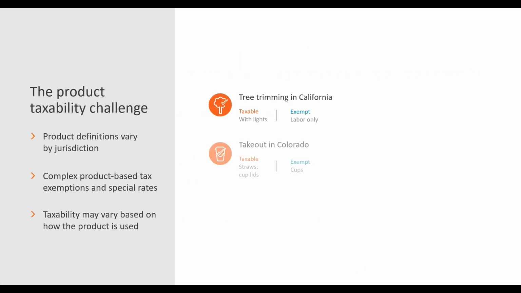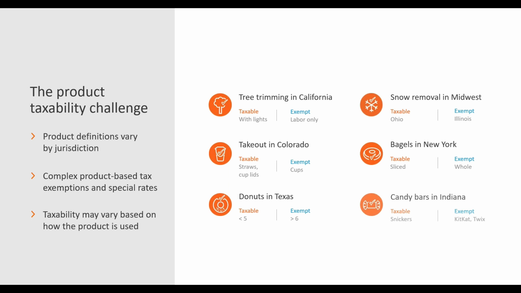There are a lot of products and services that have varying taxability. I'm not going to read everything on the screen, but this gives you some examples of how product definitions vary in a jurisdiction and in a state. One of the great ones I look at is donuts in Texas. Less than 5 is taxable. More than 5 is exempt. The candy bars in Indiana, that's one of the more popular ones I always hear. It has to do with the flour content, a Snickers versus a Kit Kat, due to it being a snack or essentially a candy.